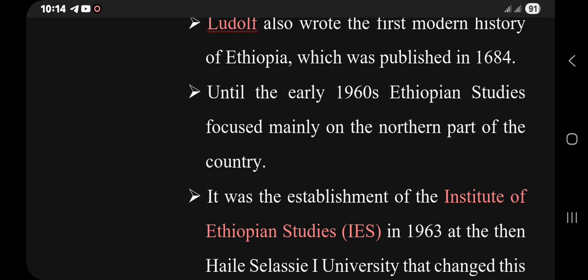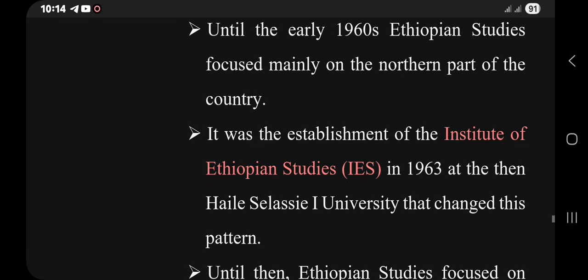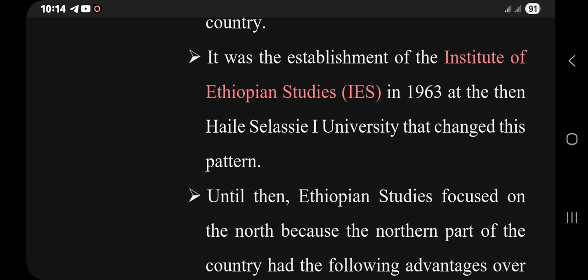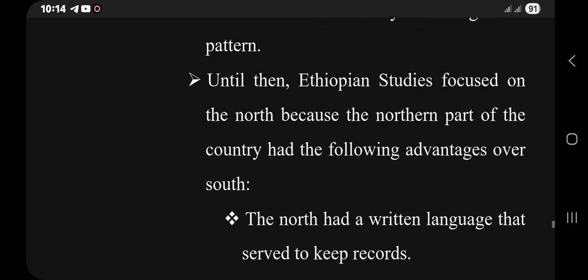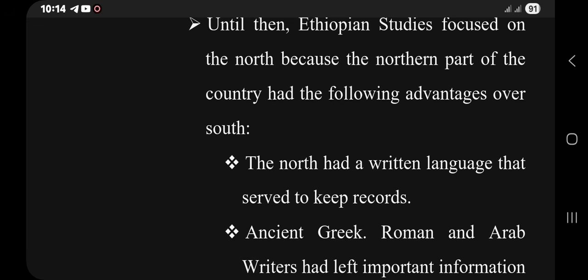It was the establishment of the Institute of Ethiopian Studies, or IES, in 1963 at the then Haile Selassie First University that changed this pattern. Until then, Ethiopian study focused on the north because the northern part of the country had the following advantages. Now we are going to look at the different factors which helped northern Ethiopia to be studied before 1963.